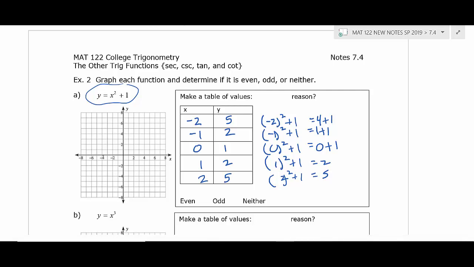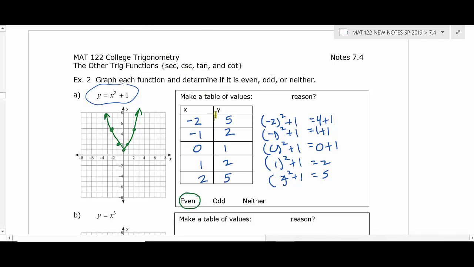Okay, now I'm going to go over and just graph these points, so go ahead and do that. Left 2 up 5, left 1 up 2, 0, 1, 1, 2, and over 2 up 5 like that. So that's what the graph of that function looks like. So what we're going to do is look at if it's even, odd, or neither. So what do you think? Okay, yes, it's definitely even.